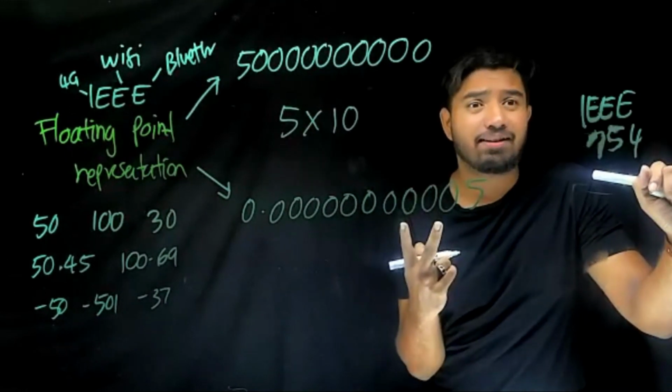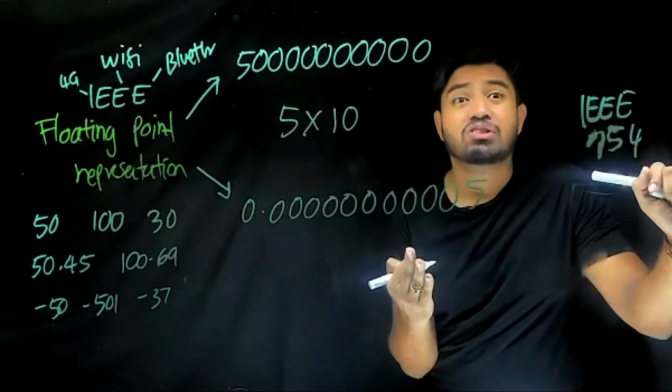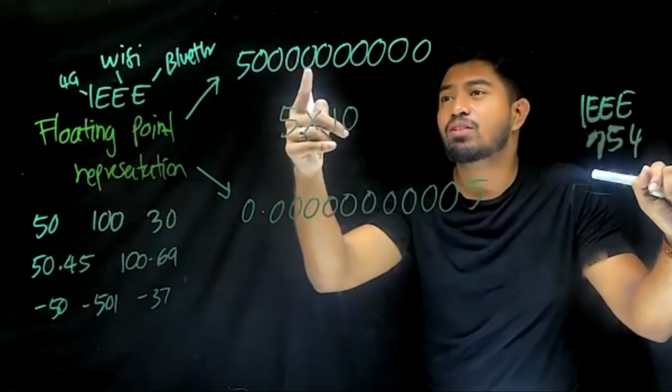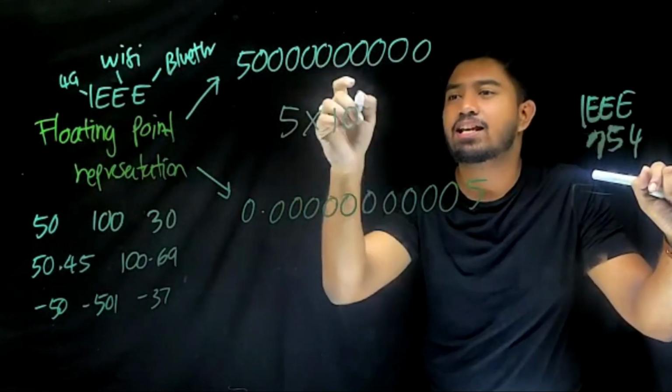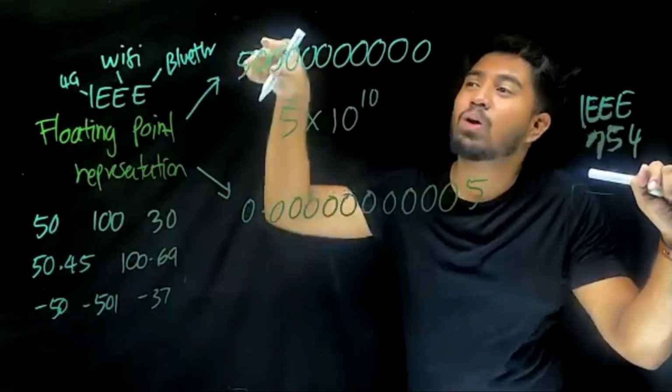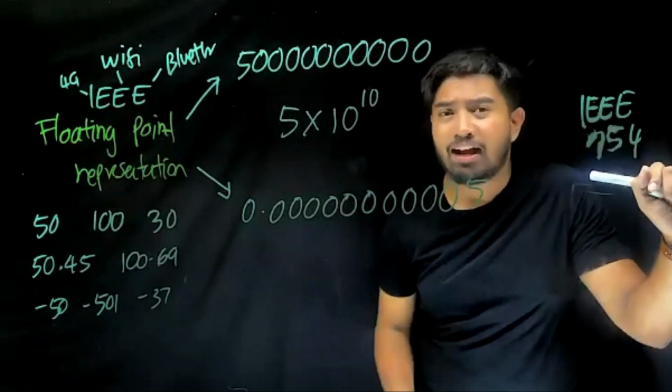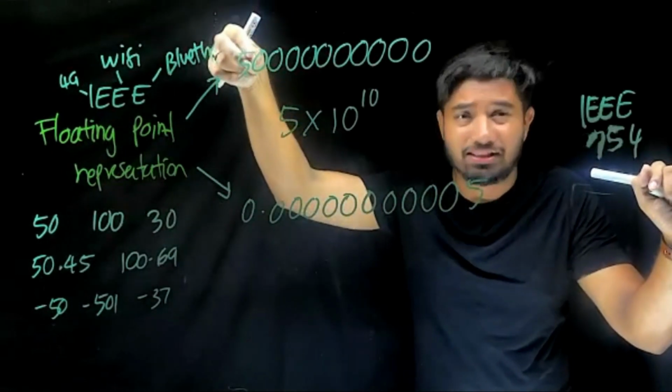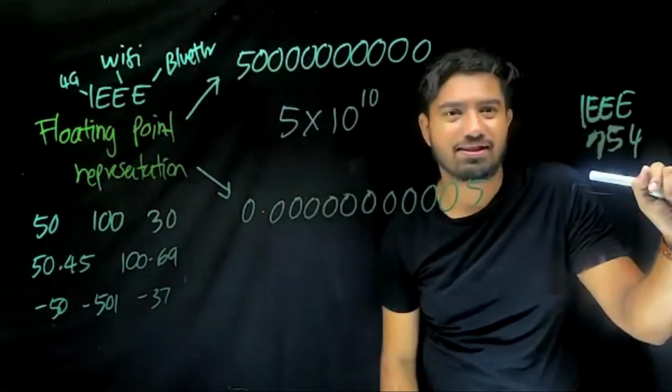10 to the power 2 is 100. 10 to the power 3 is 1000. So the number of zeros: 1, 2, 3, 4, 5, 6, 7, 8, 9, 10. 5 into 10 to the power 10 is equivalent to this number. Rather than representing this big number, it is easier to represent it this way.